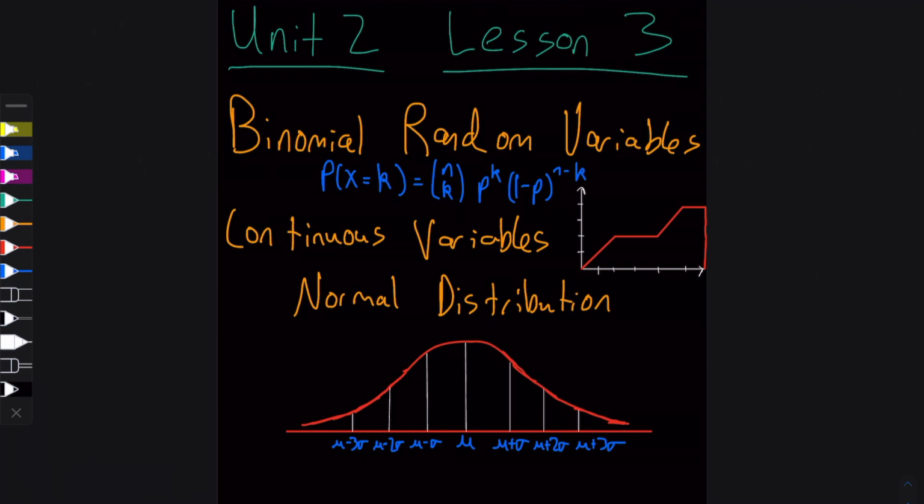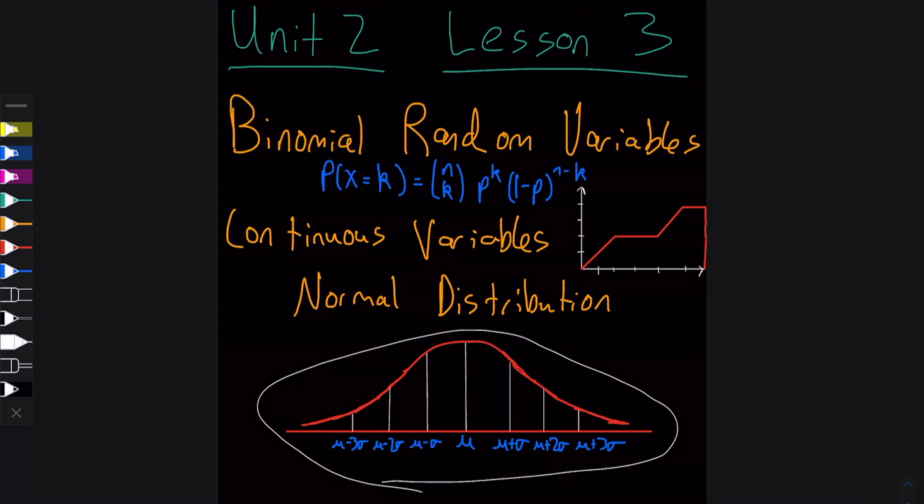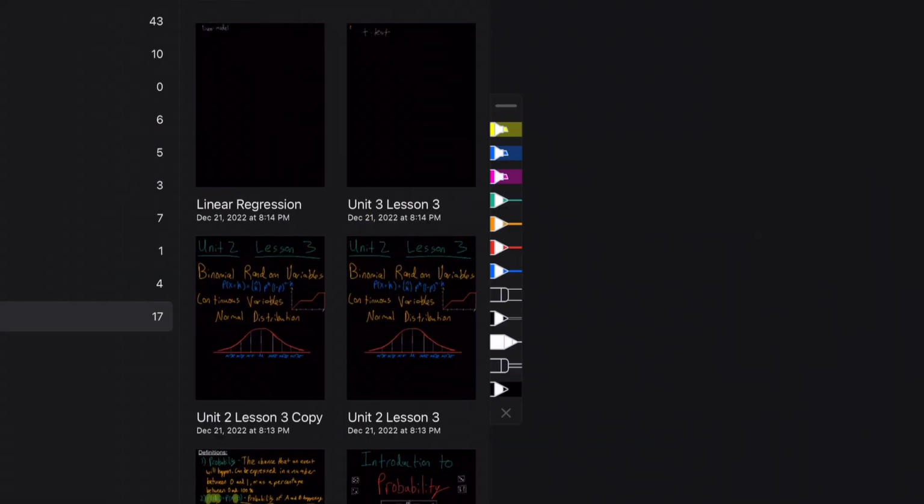Today we are going over Unit 2, Lesson 3, which will be binomial random variables, continuous variables, and then the normal distribution. And this is what the normal distribution looks like. I just have a picture for you right here. That's a very important graph to familiarize yourself with because it's going to be important in this lesson and all of our future lessons.